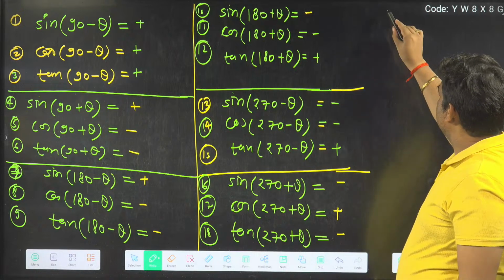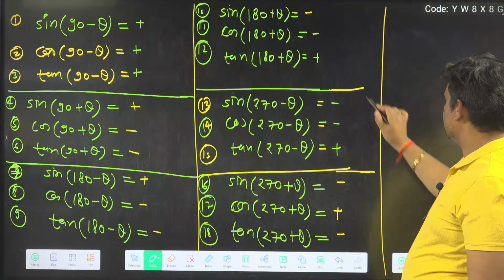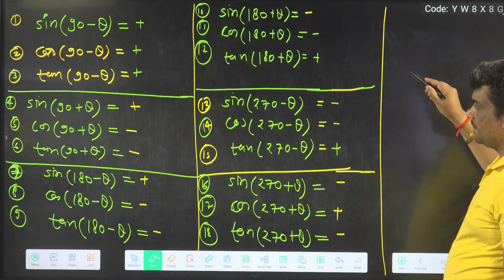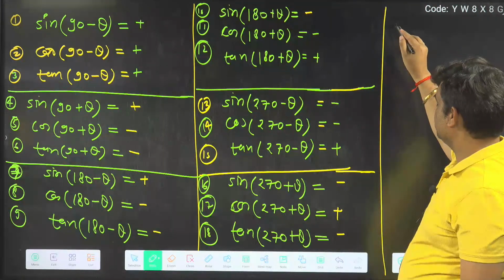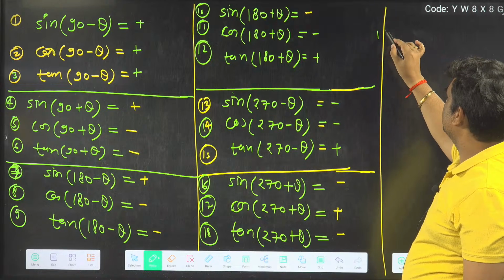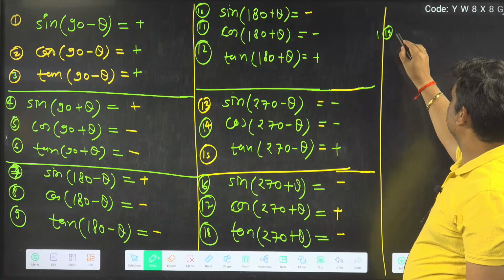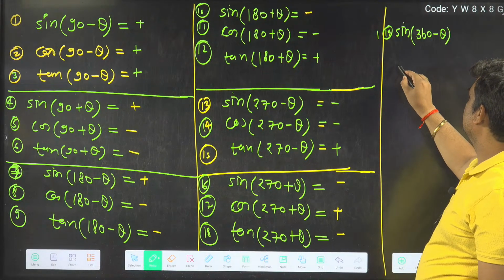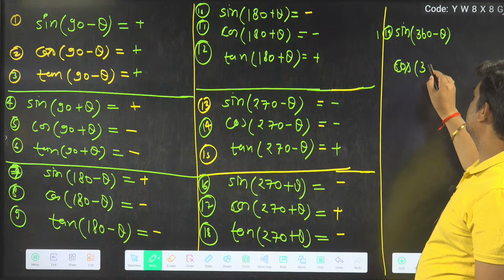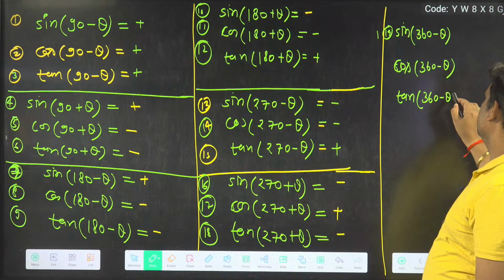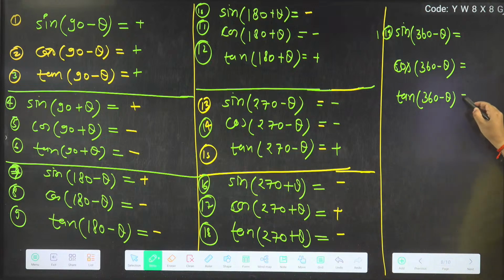Up to this, anyone having any problem? Now, number 19 I have to write here: sine 360 minus theta, cos 360 minus theta, and tan 360 minus theta. Now you can say in this one, fourth quadrant, cos will be positive but the rest are negative.